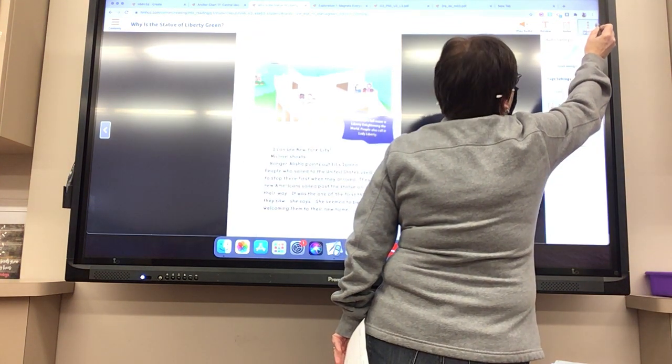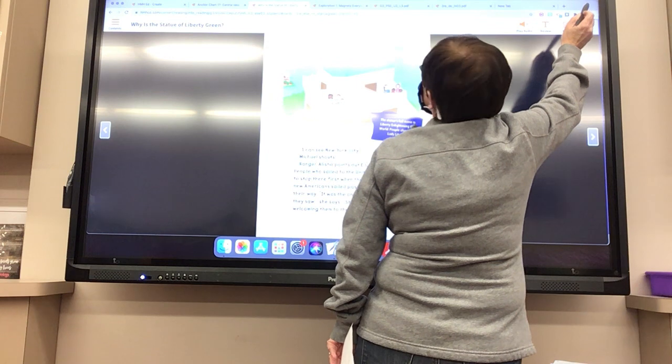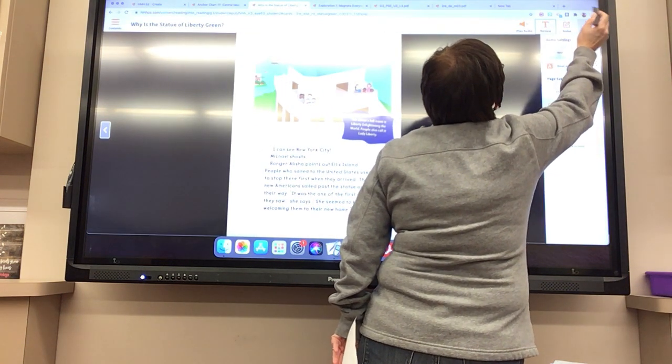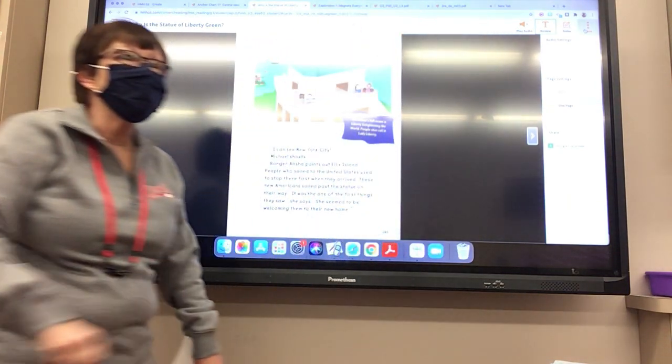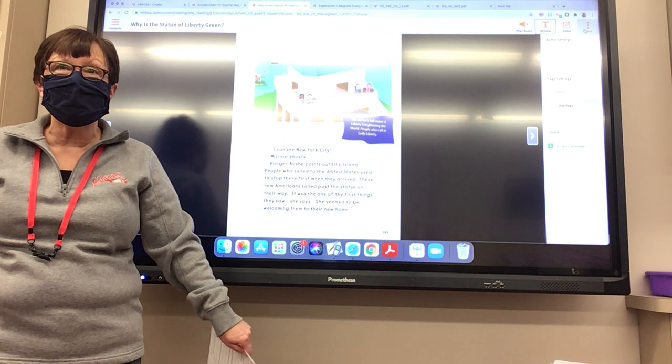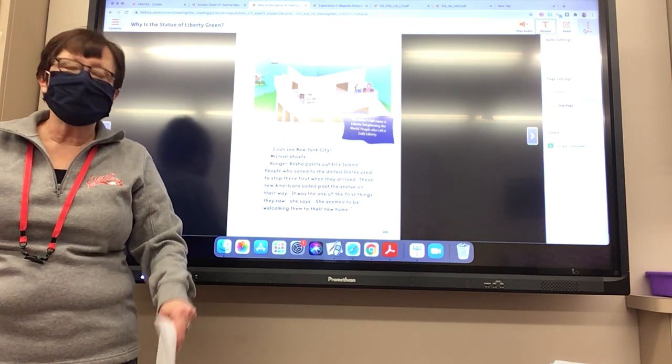Where are the notes? Where are the highlights? This thing used to let you highlight. Now I don't know what's going on here. It's not letting me highlight. Okay, well, you're going to highlight, okay? I'll tell you what to highlight and what to underline and what to circle. So you're going to do that, so you have to pay attention.